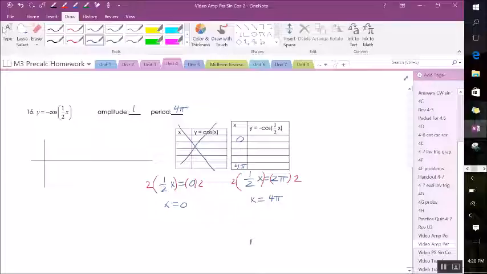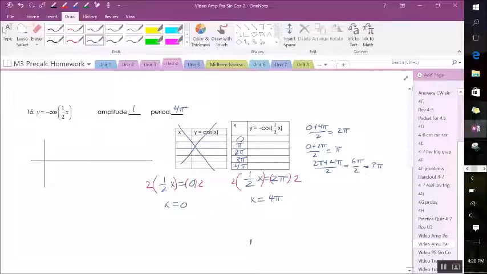Then to find the other key points, you average the two surrounding them. So averaging 0 and 4 pi will give me key point number 3. Averaging 0 and 2 pi will give me key point number 2. And averaging 2 pi and 4 pi gives me key point number 4. So you can notice those are the same x values I had before.